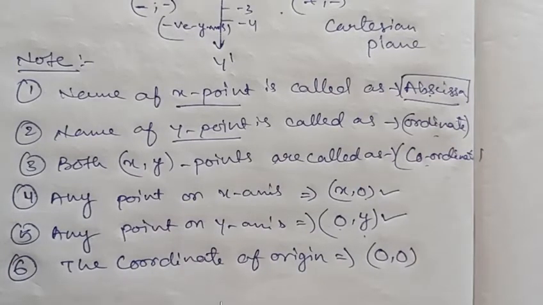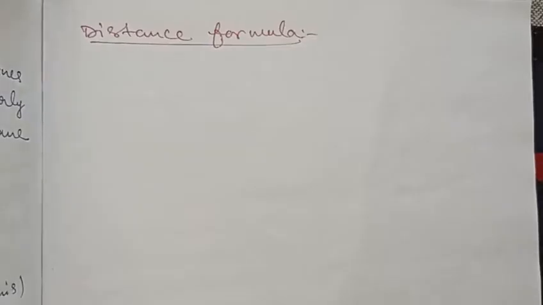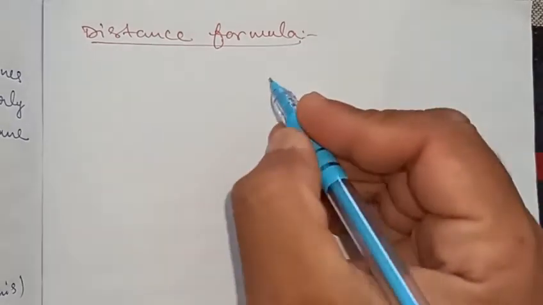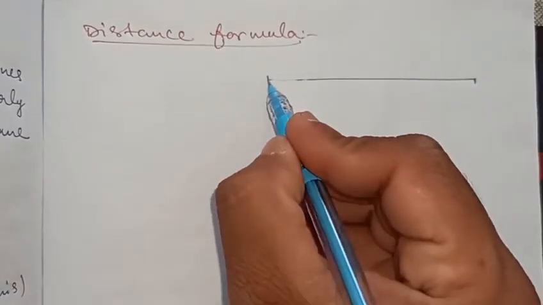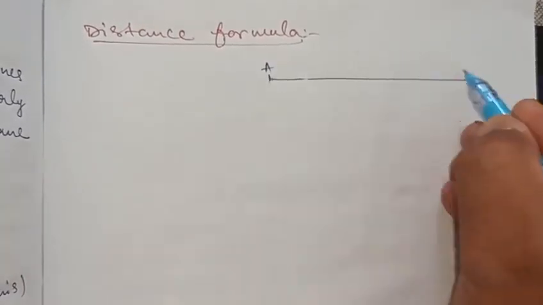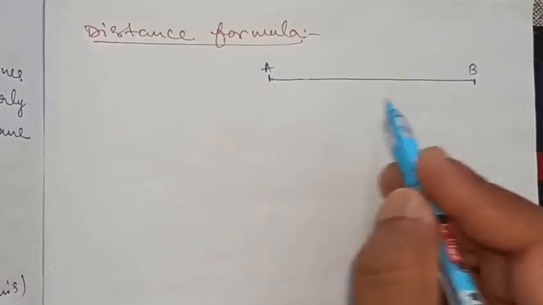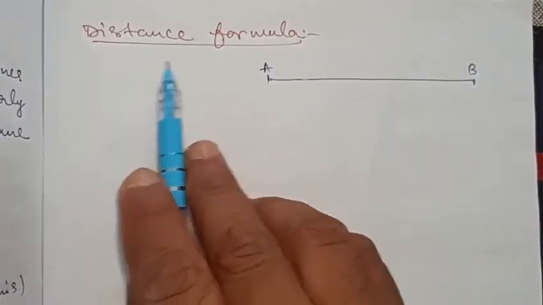Now we will start the topic of 10th class coordinate geometry. So now we will learn the distance formula. This is the first formula which will be used to solve the questions from exercise 7.1. Whenever there are 2 points, suppose A and B, and we have to find the distance between them, we will use this formula.